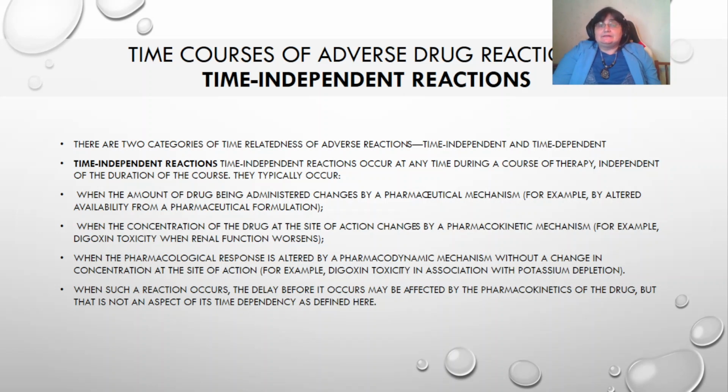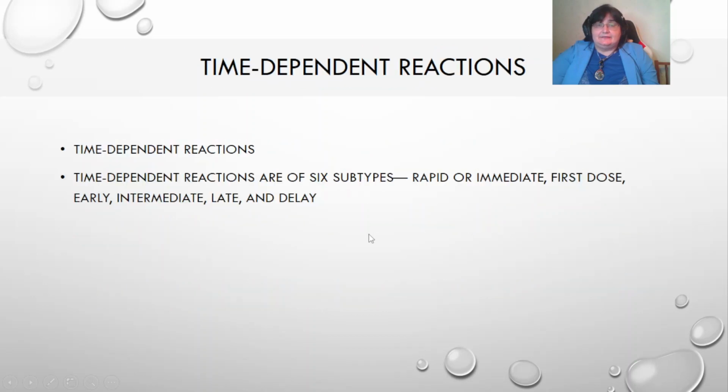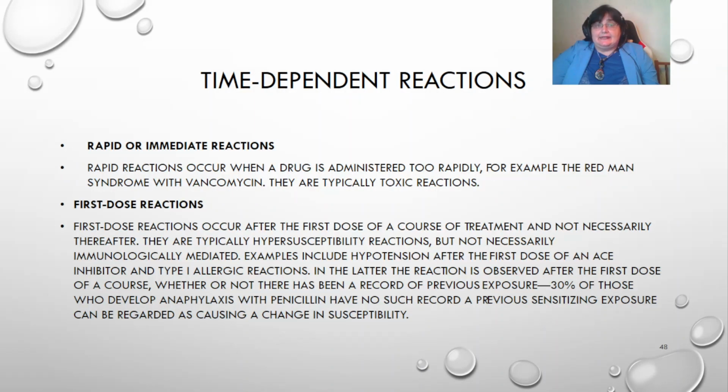Or when the pharmacological response is altered by a pharmacodynamic mechanism without a change in concentration at the site of action, for example, digoxin toxicity in association with potassium depletion. When such a reaction occurs, the delay before it occurs may be affected by the pharmacokinetics of the drug, but this is not an aspect of the time dependency as defined here. Time-dependent reactions are of six subtypes: rapid or immediate, first dose, early, intermediate, late, and delayed.